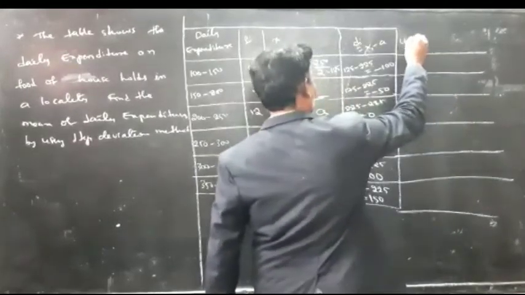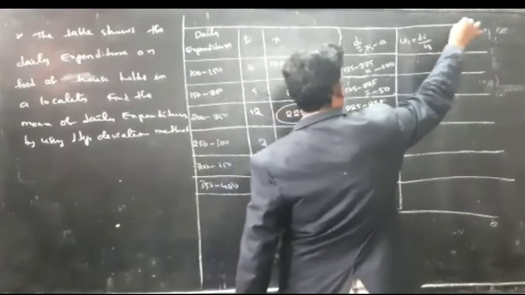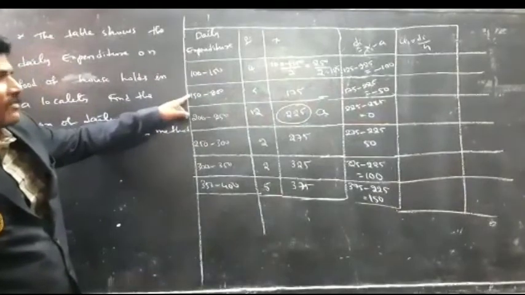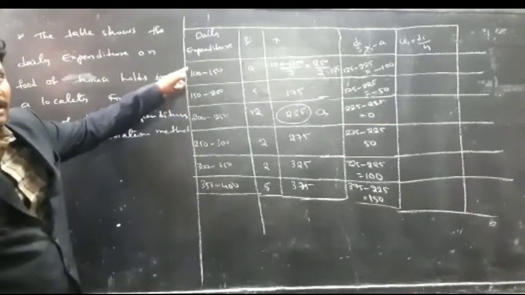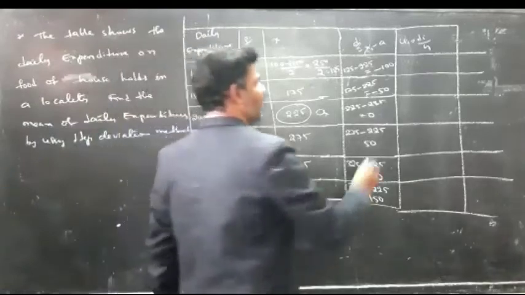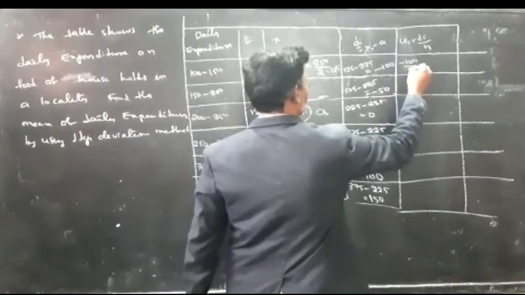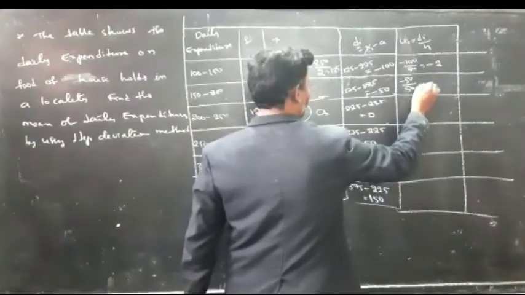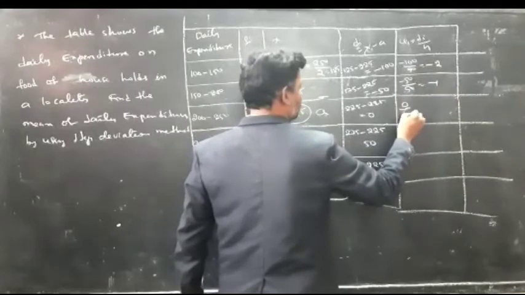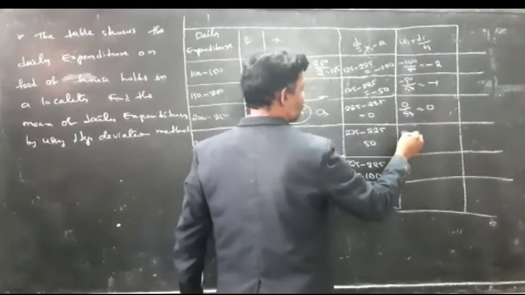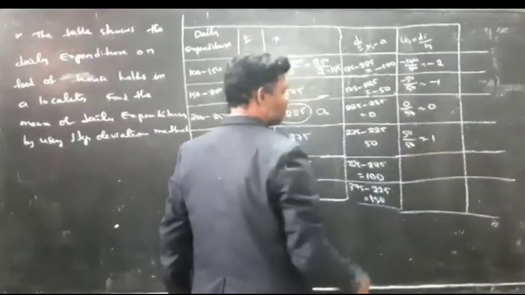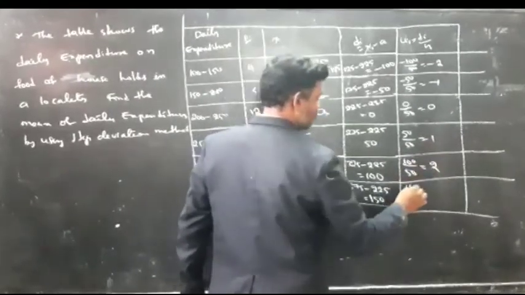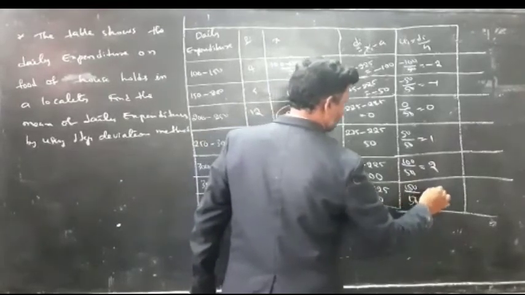Next, ui is equal to di by h. What is the meaning of h here? Class size: 100 to 150, difference 50. So 50 is called the class size. di by h means minus 100 by 50 is equal to minus 2. Minus 50 by 50 is equal to minus 1. 0 by 50 is equal to 0. 50 by 50 is equal to 1. 100 by 50 is equal to 2. 150 by 50 is equal to 3.